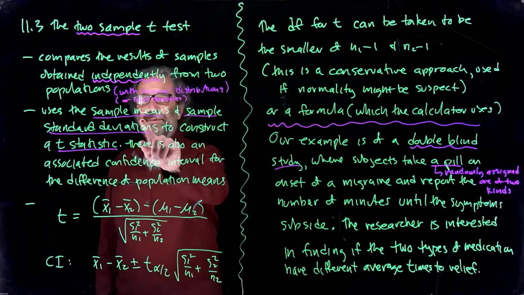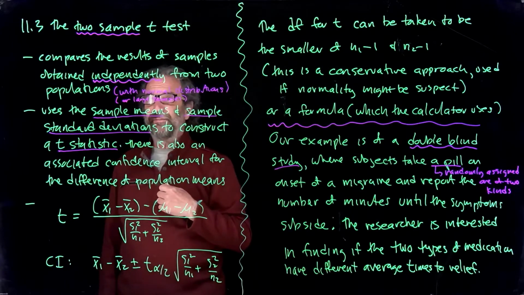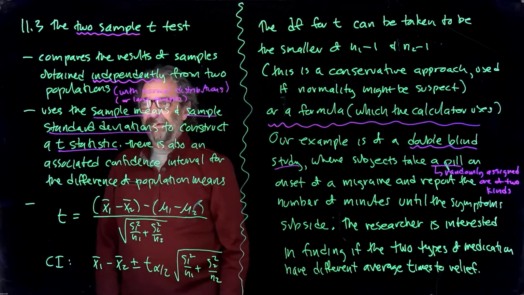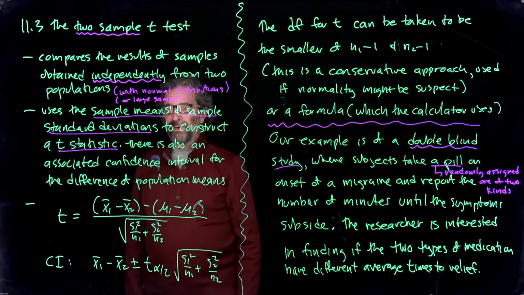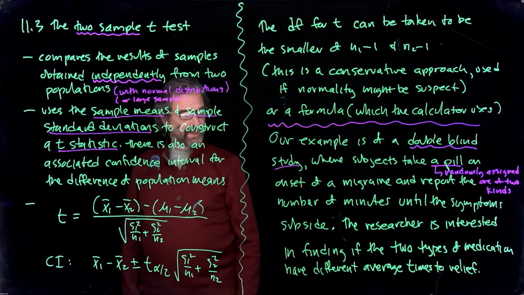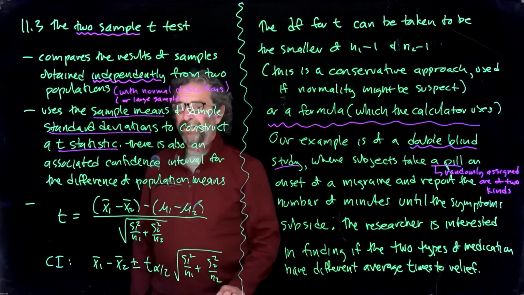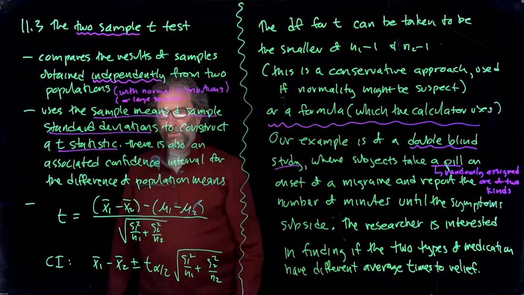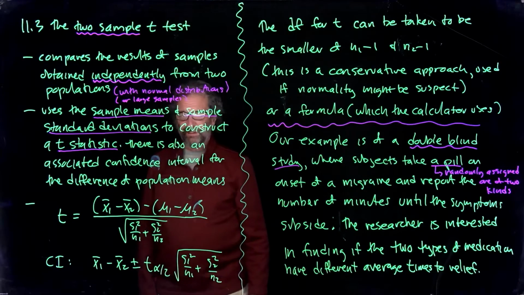It uses the sample means and sample standard deviations from each of the samples. So you've got two samples, samples obtained independently from two populations. Use the sample means and sample standard deviations to construct a t-statistic. So we can use the t-tables, or you can use a calculator that understands t to analyze it. There's also an associated confidence interval for the difference of the population means. We haven't talked exactly how the t-statistic is used, but we'll find out in a minute.